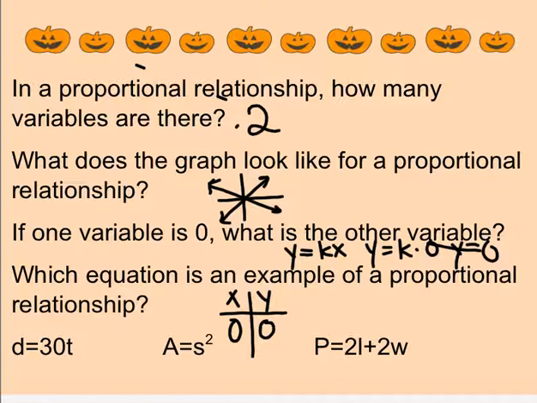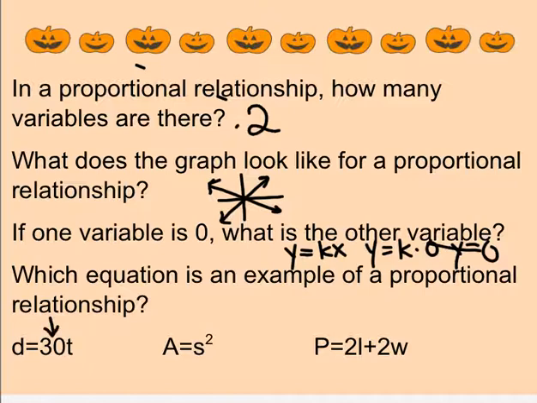Okay, let's look at these equations. Which equation is an example of proportionality? Okay, a proportional relationship. D equals 30t. Well, we look at this and we say, all right, do we have 2 variables? Yes, we do, d and t. All right, we look and we say, do we have a constant? And we can say, yes, we do. 30 is that constant.